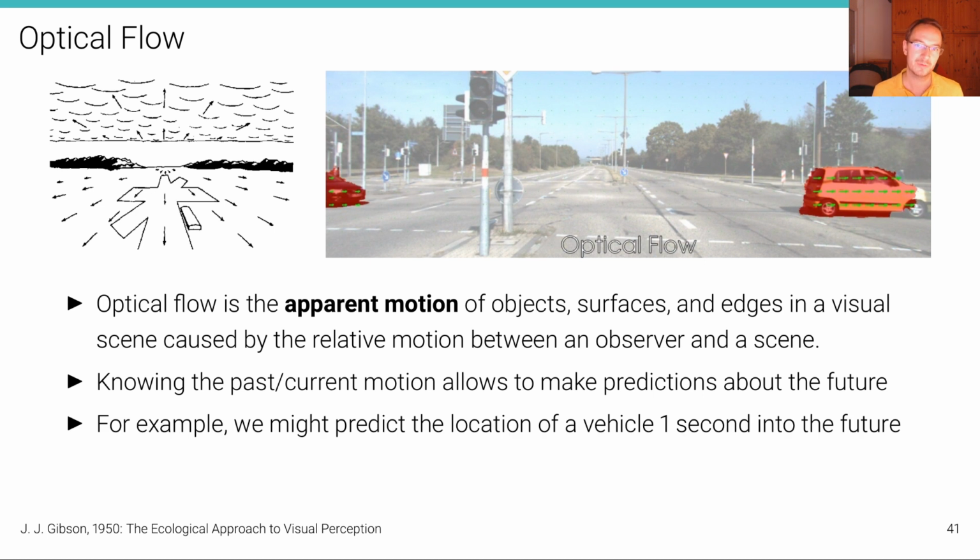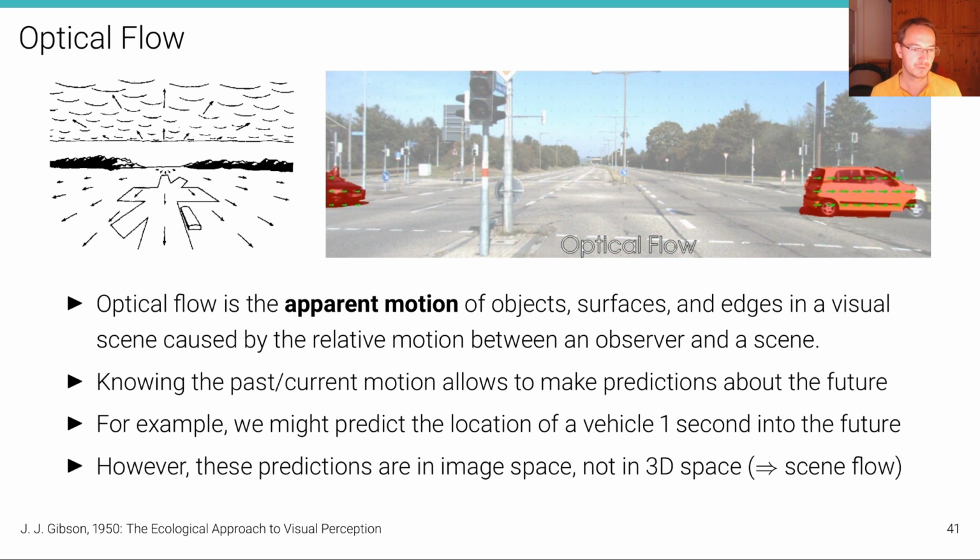For example, we might predict the location of a vehicle 1 second into the future by knowing or extrapolating its motion from the past. However, these predictions, when we consider optical flow, are in image space, not in 3D space, which we are actually interested in. But for 3D motion estimation, which we call scene flow, we need more observations. And so we start with the classical problem of optical flow first, and then move to scene flow in Unit 4.